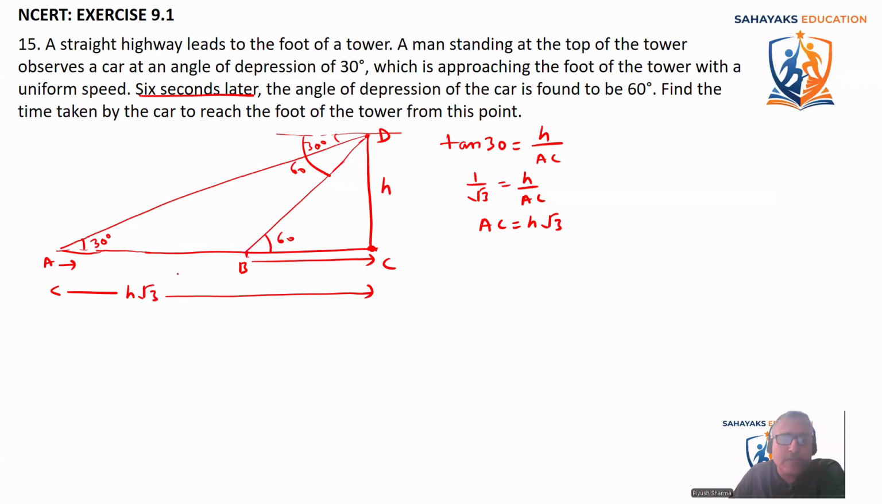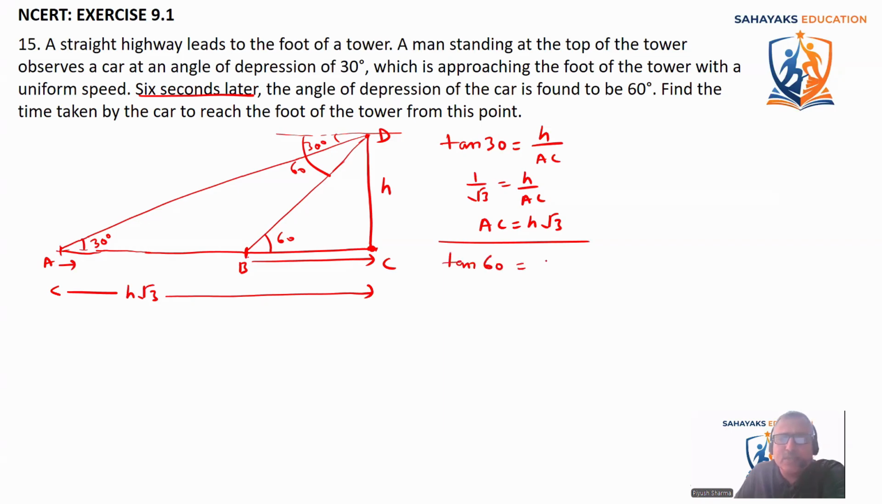Okay, so now I want to find out what AB is, to find the speed of the car. On the basis of the speed, we'll see how much time it is going to take to cover the remaining distance. So AC is equal to h root 3, the entire distance. Now we'll find from tan 60.